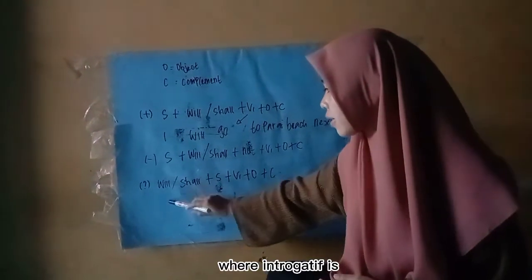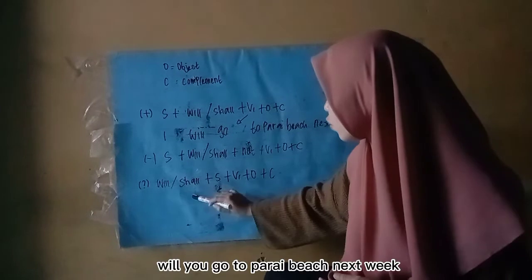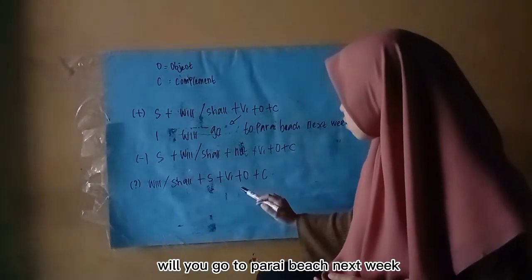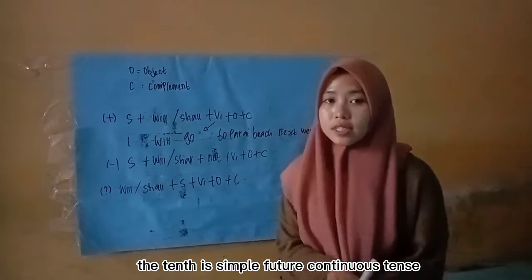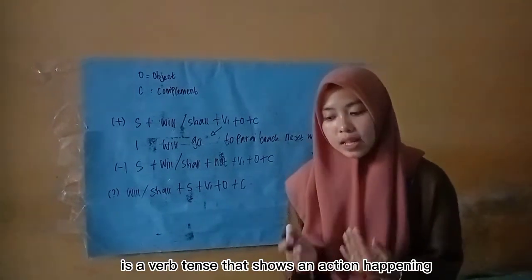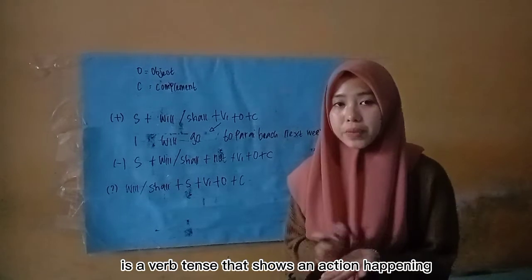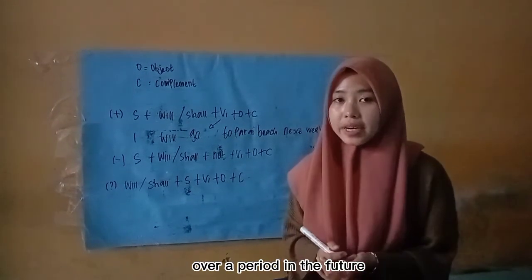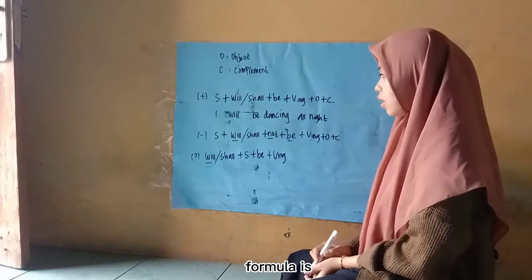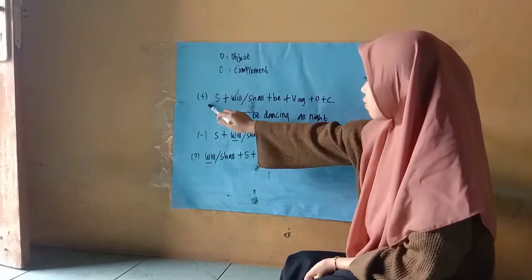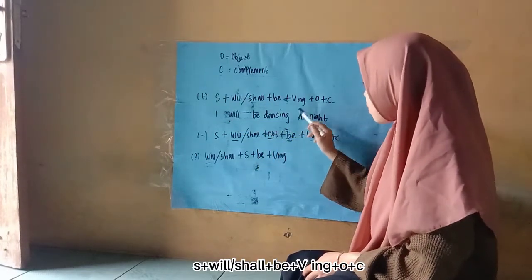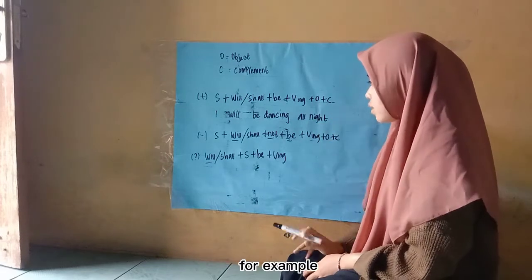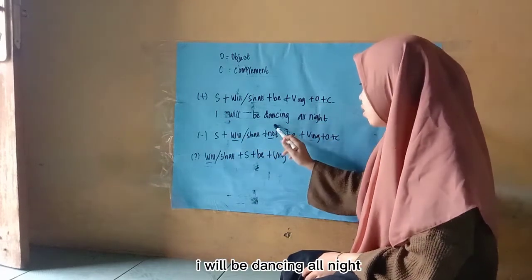Where interrogative is: will you go to Parai Beach next week? And the simple future continuous tense is a verb tense that shows an action happening over a period in the future. The formula, if positive, is subject plus will or shall plus be plus verb in plus object plus complement. For example, I will be dancing all night.